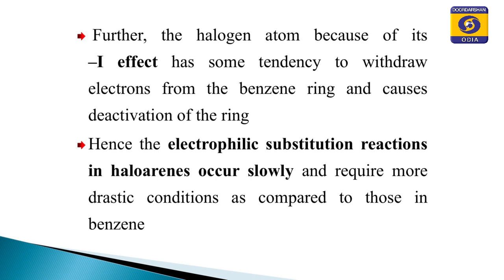attracts or withdraws the electrons from the benzene ring, and since it withdraws the electrons from the benzene ring, this deactivates the benzene ring. So, even though the ortho and para positions acquire the negative charge in the case of chlorobenzene, you find that they undergo electrophilic substitutions, but electrophilic substitution in haloarenes occurs slowly, and therefore requires more drastic conditions as compared to those in the case of benzene.